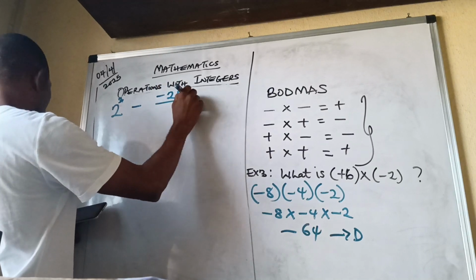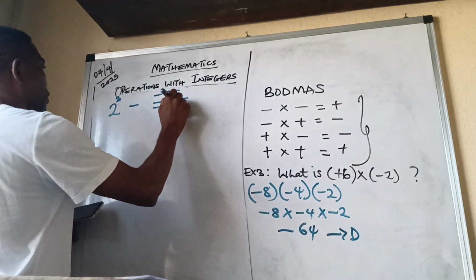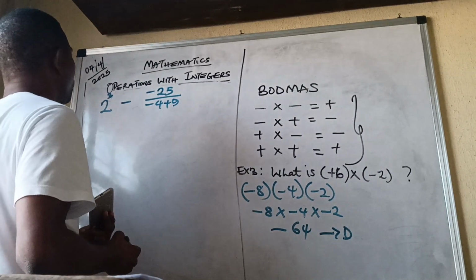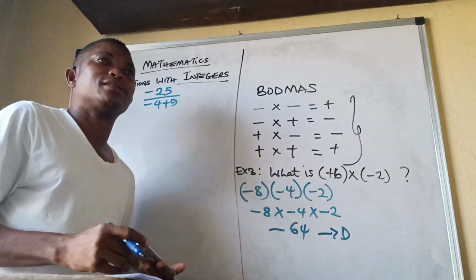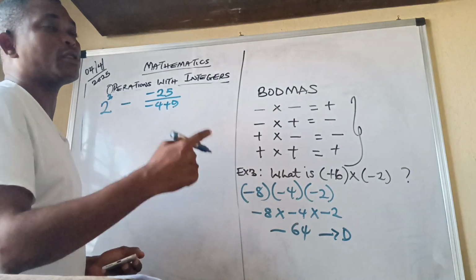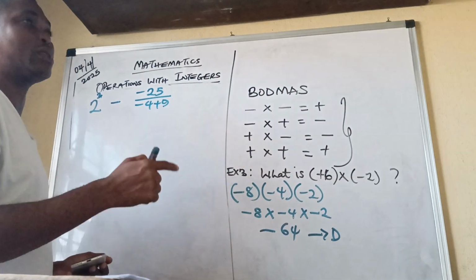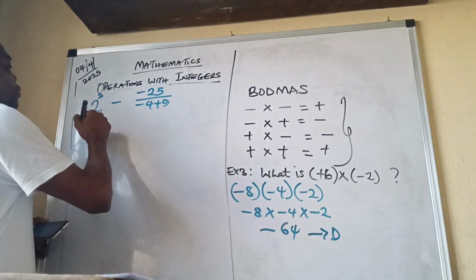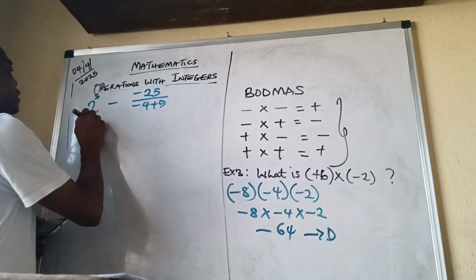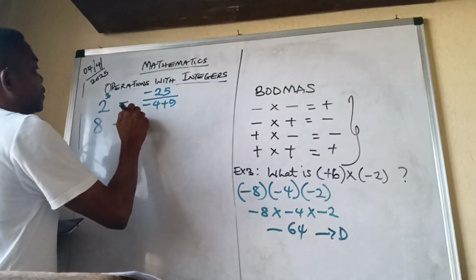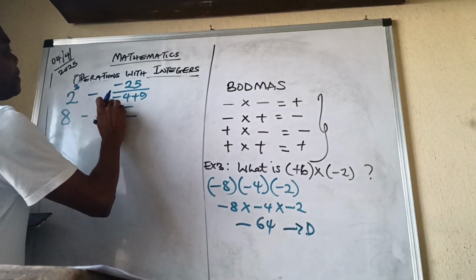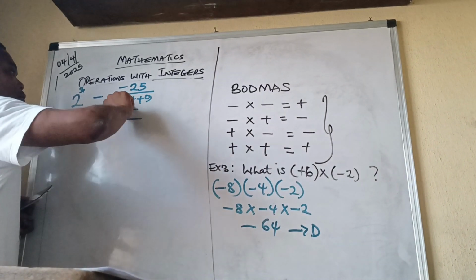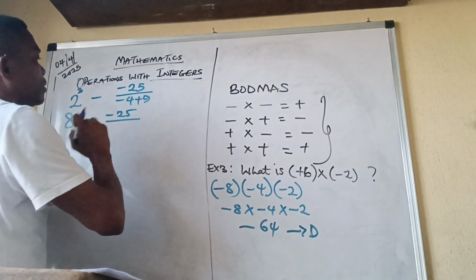25 over minus 4 plus 9. 2 raised to power 3, that's 2 cubed. 2 raised to power 3 means 2 multiplied by itself 3 times. 2 times 2 times 2 will give us 8 minus 25 over minus 4. I'm owing Taiwo 4 naira, but I have 9 naira with me.